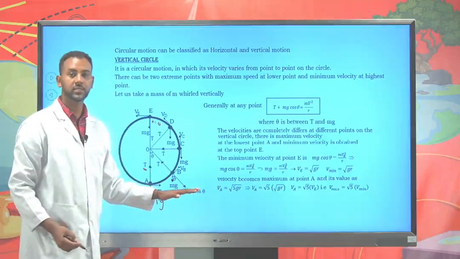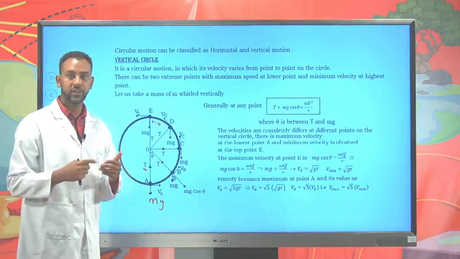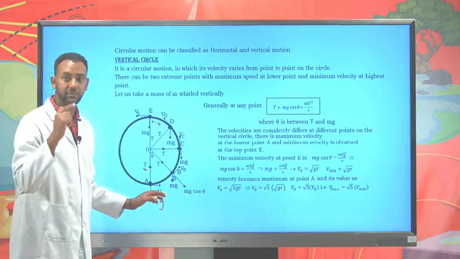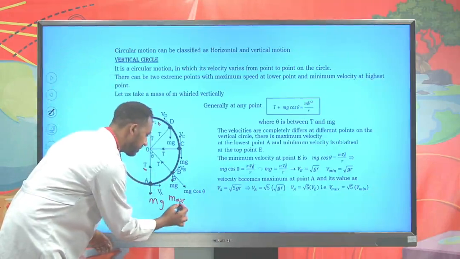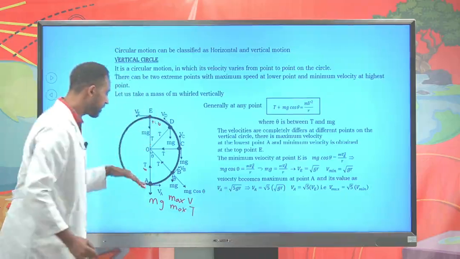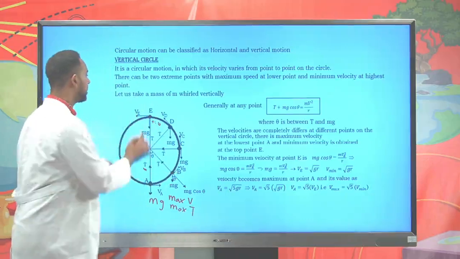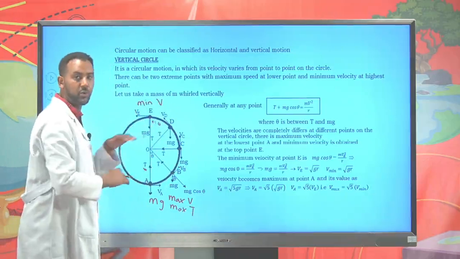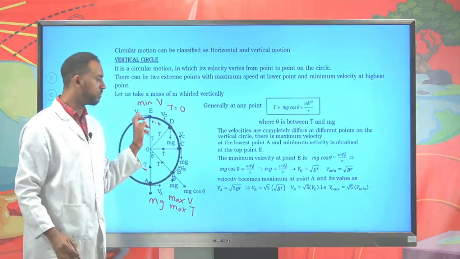And this particle in a vertical circle has different velocity. The velocity, both in magnitude and direction, changes at every point. At this point, we have the maximum velocity, here maximum velocity and maximum tension. Gradually, the velocity decreases both in direction and magnitude, so that as it reaches here, we have the minimum velocity, and the tension becomes minimum, or zero. The tension T is zero while it reaches the maximum point.